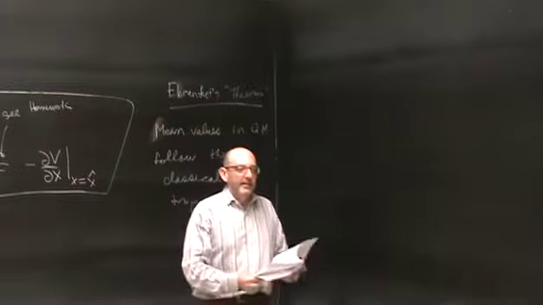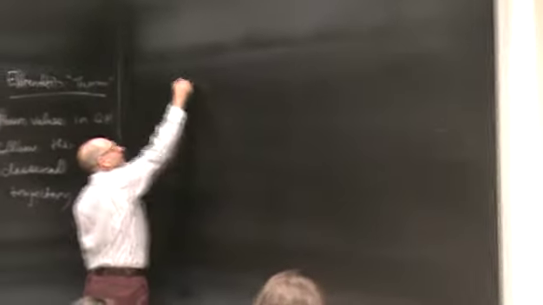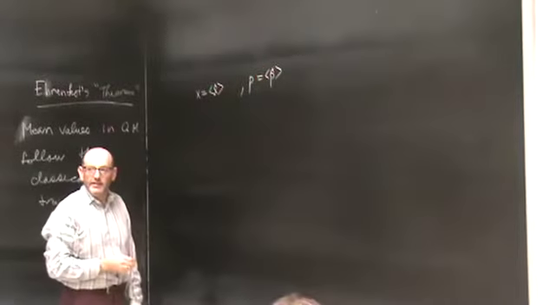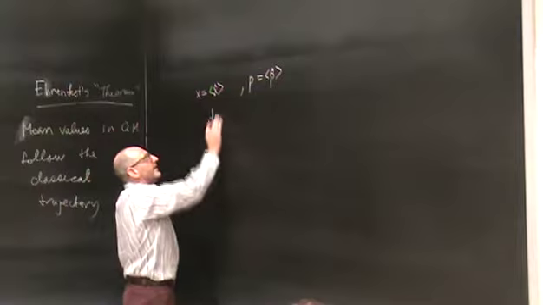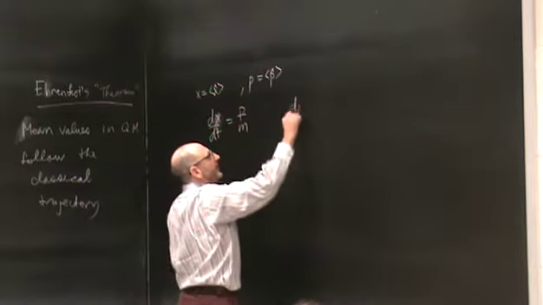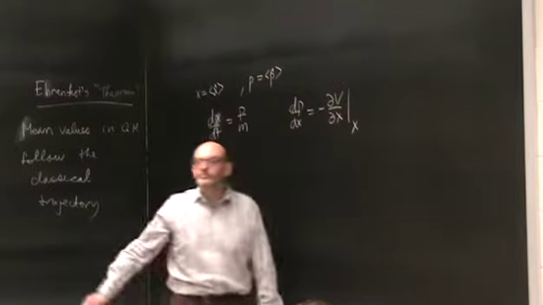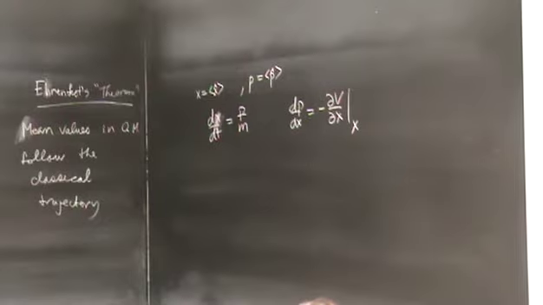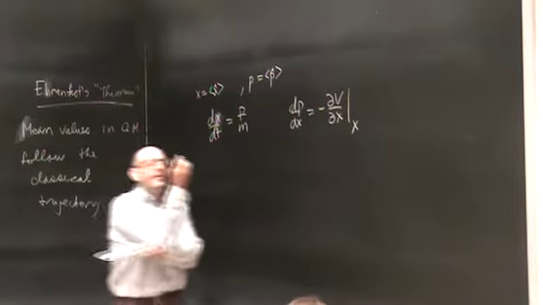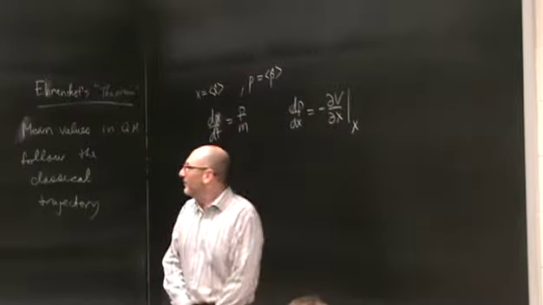That is to say, if I let x equal the expected value of x and p equal the expected value of p, then dx/dt is p over m, and dp/dt is equal to minus the derivative of the potential evaluated at x. So it looks like I just recover classical dynamics as long as I just follow the center of the wave, the mean value. Now, this is wrong.